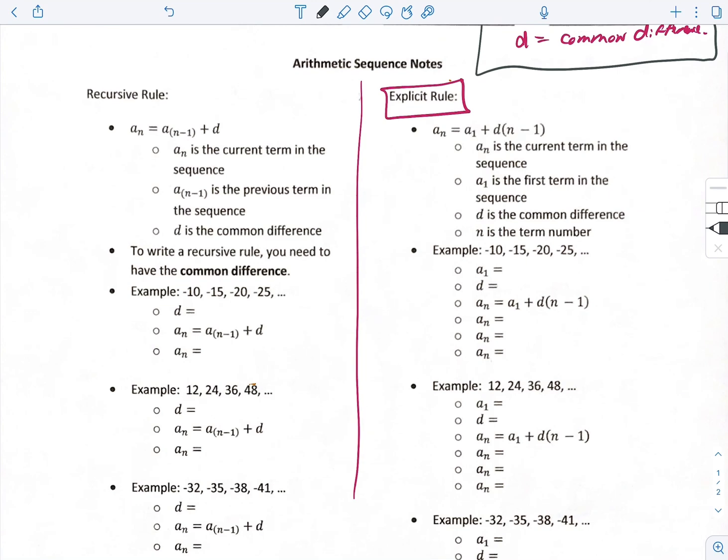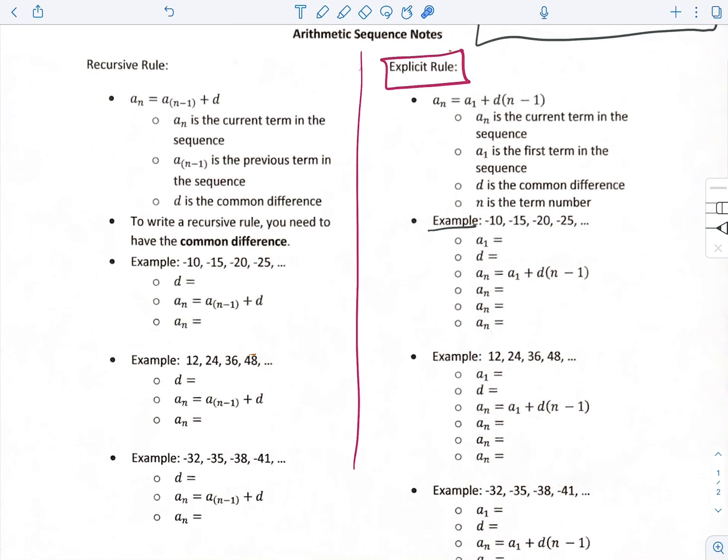Now let's move forward. Let's say, for example, we have -10, -15, -20, -25. And now we want to find the explicit rule. First off, we always need to write A1 and D because those are the two things we need to write an explicit rule. Our A1 is -10. Our D is -5.